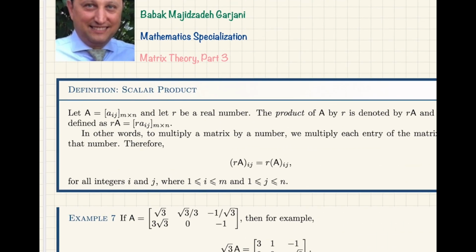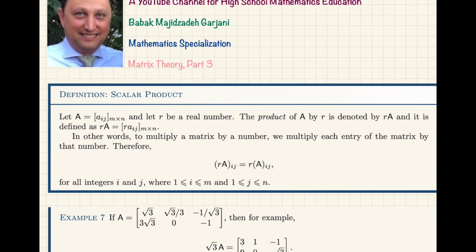Okay, the next operation that we want to define is called a scalar product. Usually in linear algebra, so this matrix theory in higher level mathematics is actually part of a subject called linear algebra. And in linear algebra, numbers are called scalars. So when we say a scalar product, it means that I am going to multiply a number to a matrix, or a matrix by a number. Okay. So the definition is again exactly very natural.